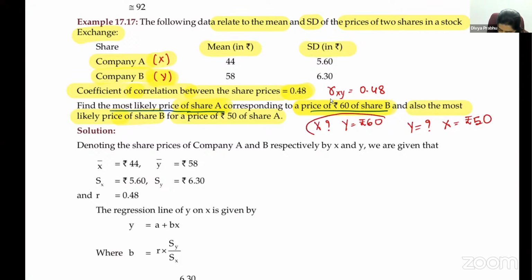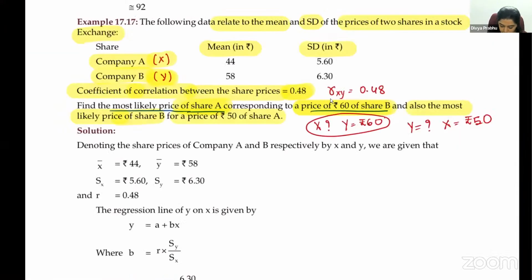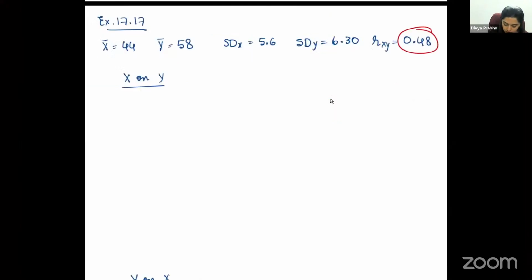So the first one is telling you that Y is given, we have to estimate X. So what is the regression equation we'll be using? X on Y. Basically we are estimating X given the value of Y. So we'll do that first. Write down X bar, Y bar, SD of X, SD of Y, whatever is given in the question. And one more given data is RXY. Copy all this first. Then let's calculate the regression equation of X on Y.